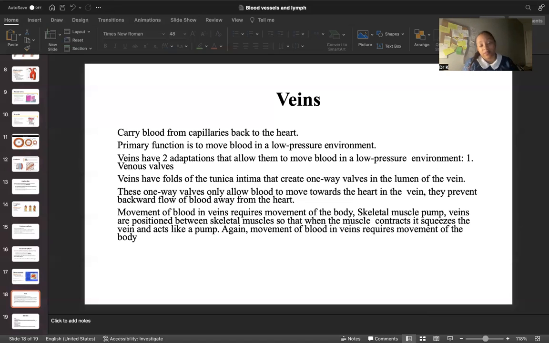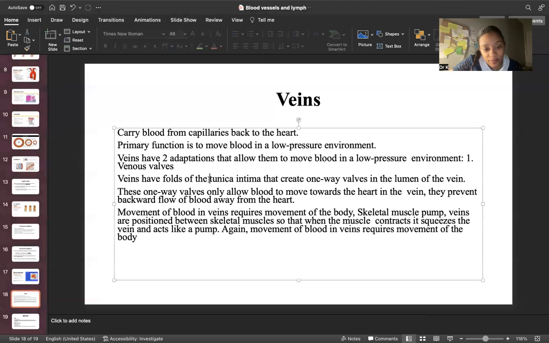So again, the veins' primary job is to move blood from the capillaries back to the heart. And these are low pressure, right? And it's a low pressure environment mainly because of their structure, like their tunica media. It's because they don't have the structure, it's just not as profound as the elastic.